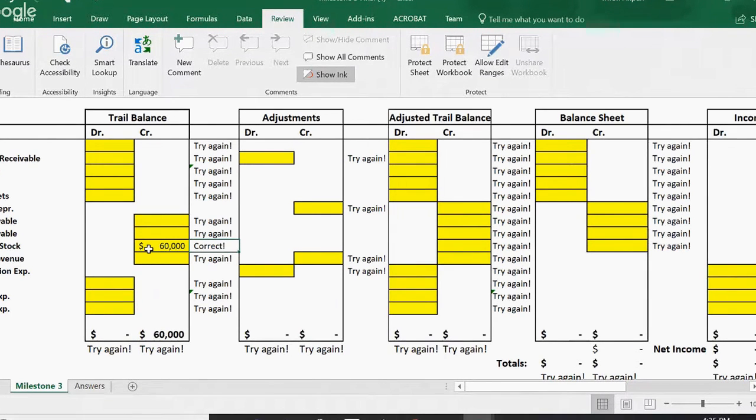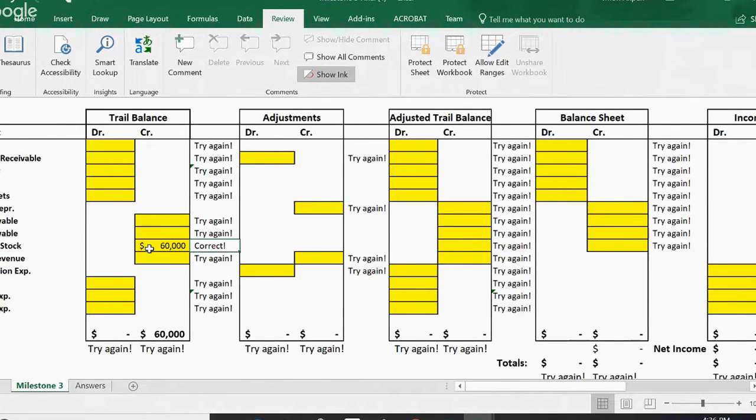Now, as you see at the very bottom, it totals up all of the credits and it totals up all of the debits. So that's why when you look at the bottom, it says 60,000, but it tells us to try again because we do not have the correct total amount. We have the correct balance for the common stock account.